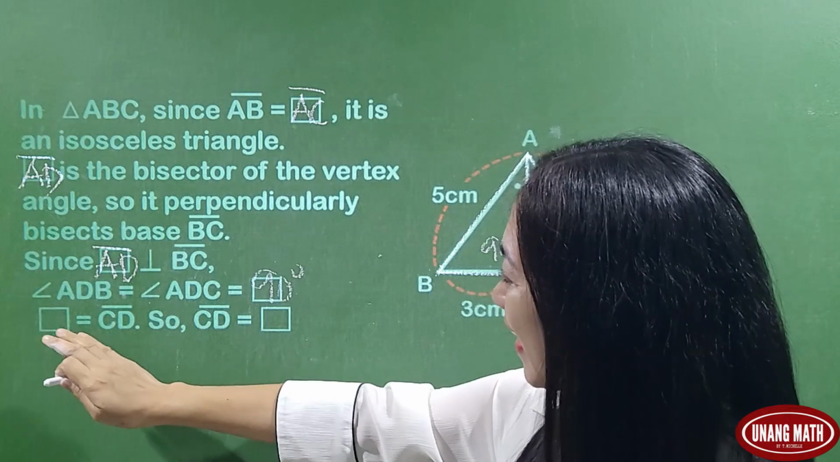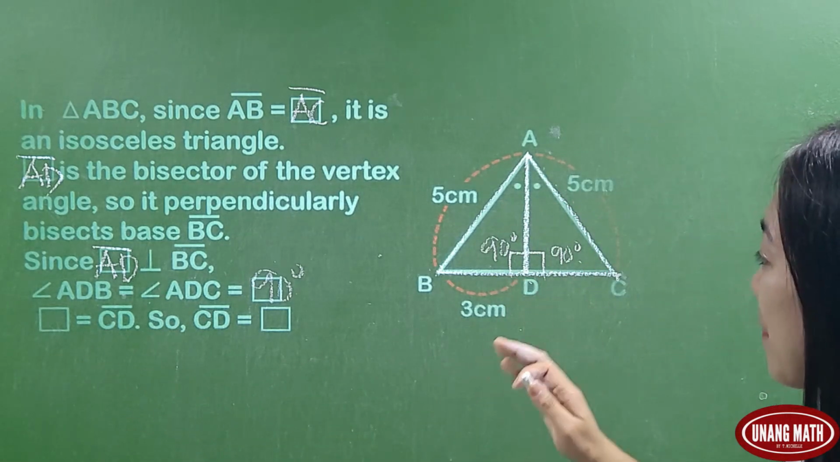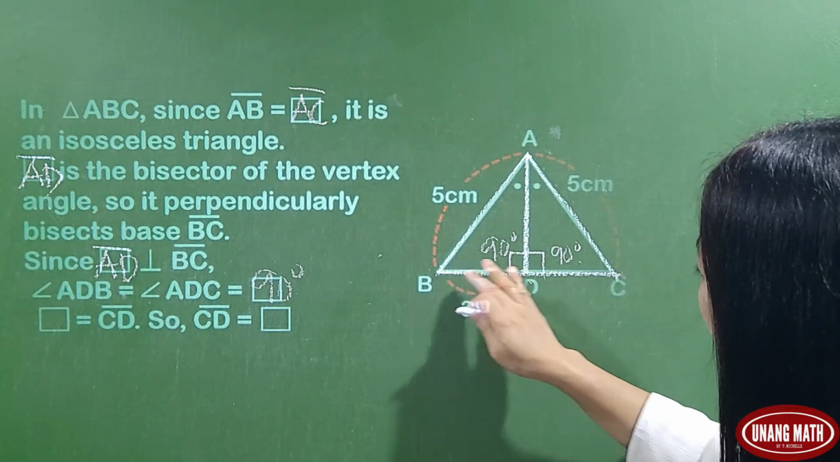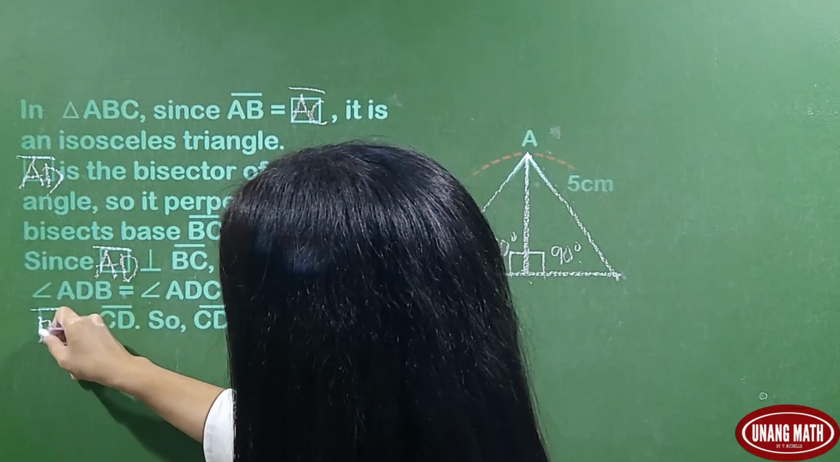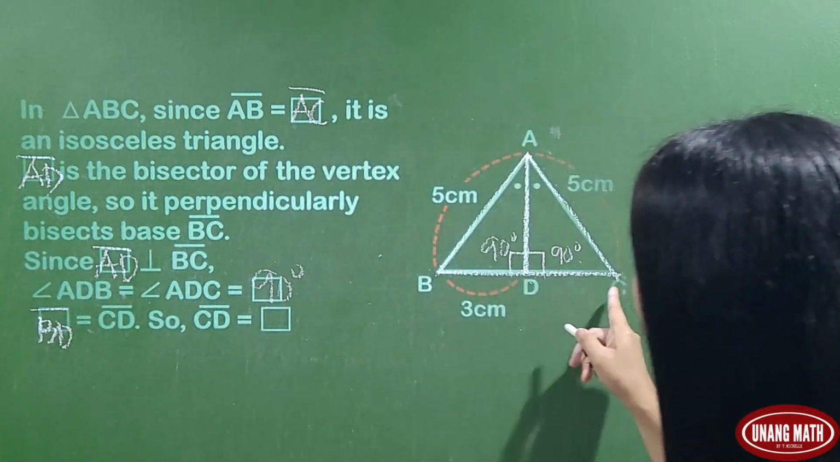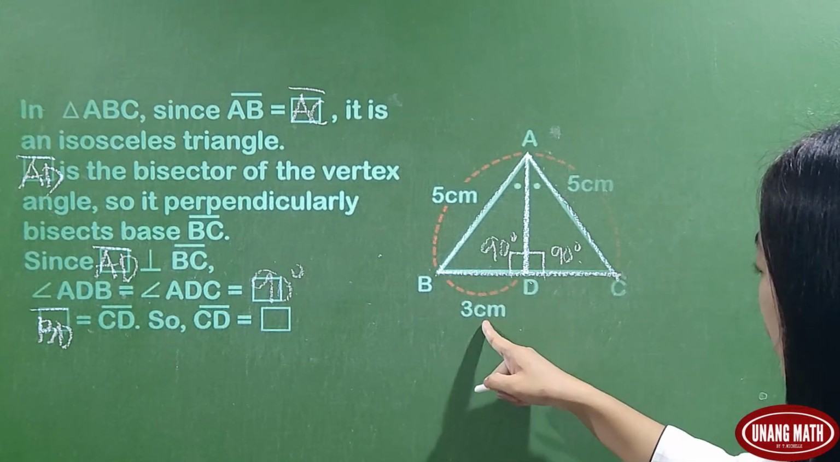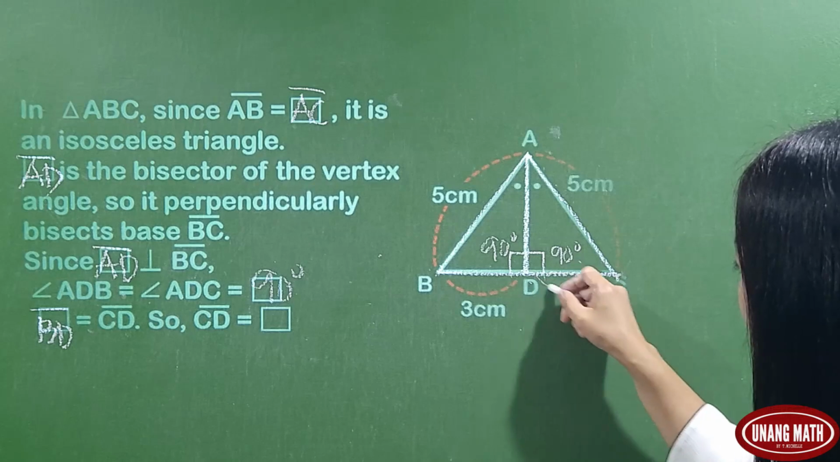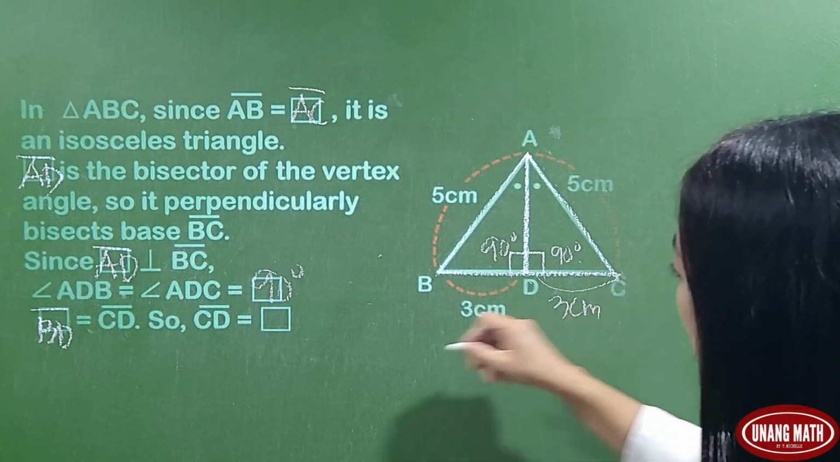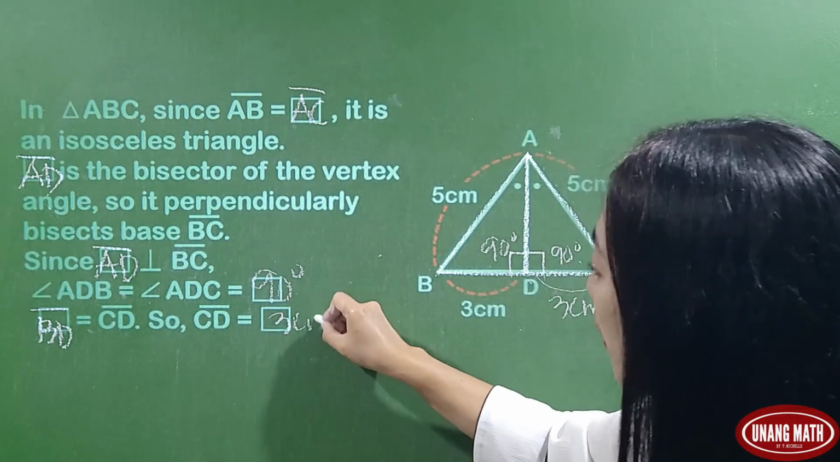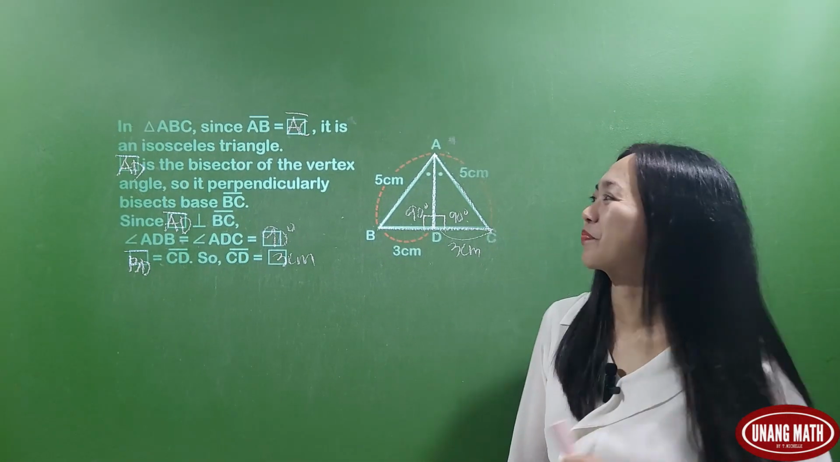Okay, so blank is equal to segment CD. So it means segment BD is equal to segment CD. And if segment BD is 3 centimeters, then segment CD is also 3 centimeters. So this is 3 centimeters.